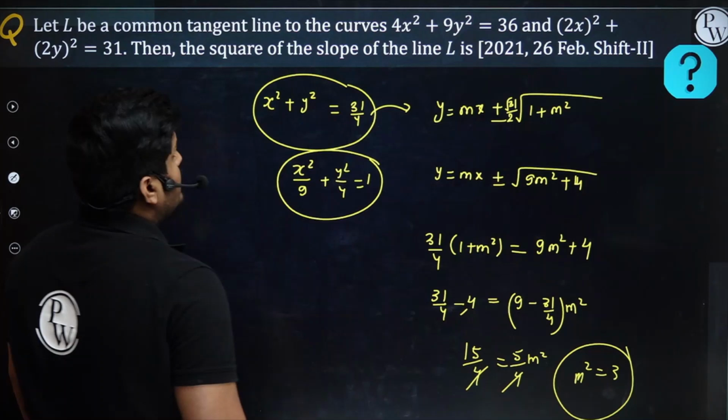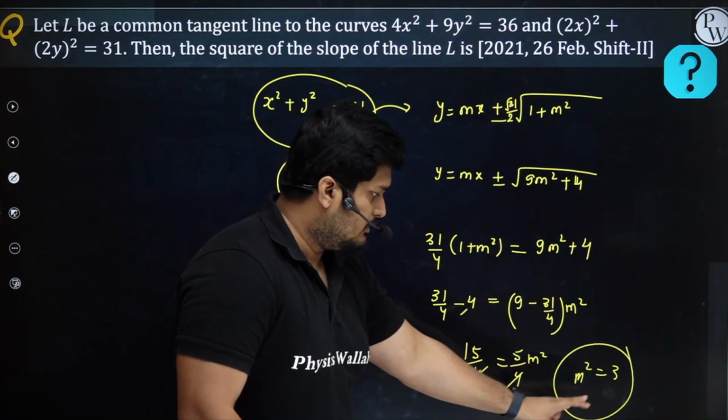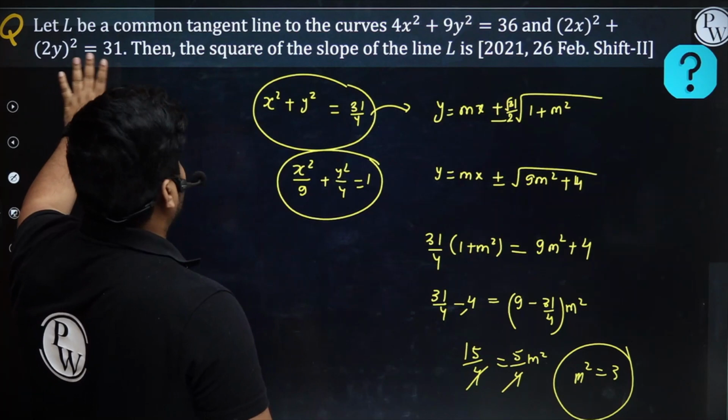And I think we had to find out the slope of the line L. So what is that equal to, guys? That will be equal to root 3. Quite simple. L is a common tangent. I think we have done it correctly. m² is 3. Moving on to the next question.